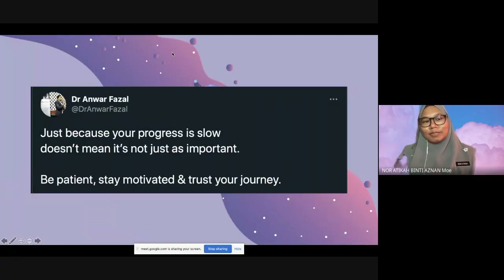Here's a quote by Dr. Anwar Fazal. He's a medical practitioner. This is what I found on Twitter. He says, just because your progress is slow doesn't mean it's not just as important. Be patient, stay motivated, and trust your journey. It is a beautiful quote.